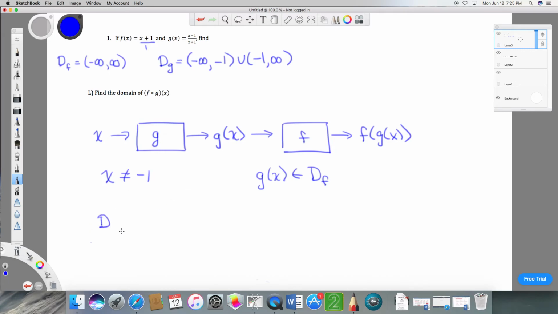So the domain of f composed with g is always going to be the domain of the second function plus any additional restrictions that you need to get through that second function. Here we didn't need any additional restrictions because the domain of f was all real numbers. So the domain of f composed with g is the same as the domain of g. And there's our final answer.